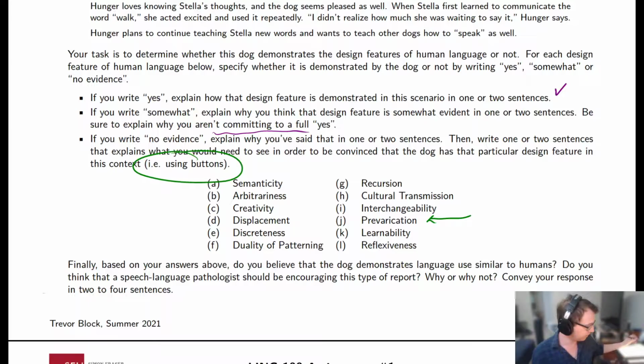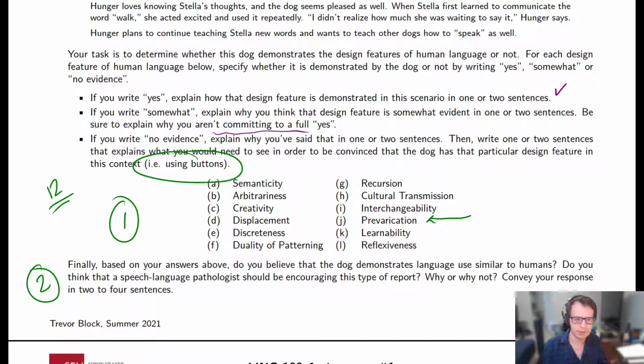Okay, so each of these are 1 point each. So this is 12 points total for this part. It'll be half a point for correctness, half a point for explanation, roughly for each of those. And then the final 2 points come from this last paragraph response. I say paragraph loosely, it can be point form as well. Just make sure everything gets across as you intend it to get across, which is, do you believe that the dog demonstrates language use similar to humans?